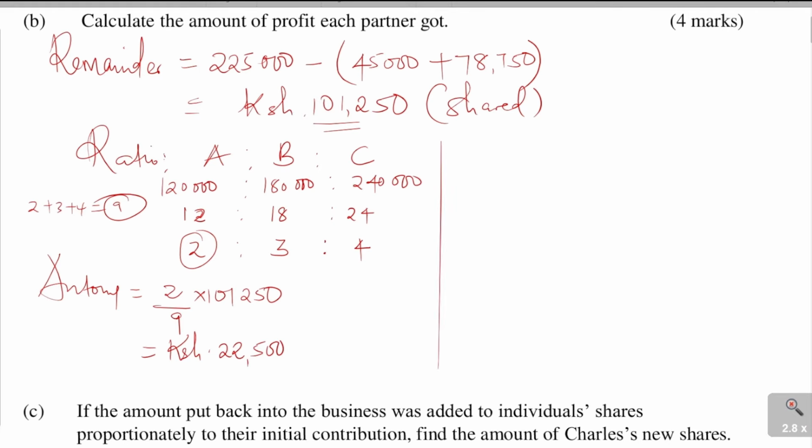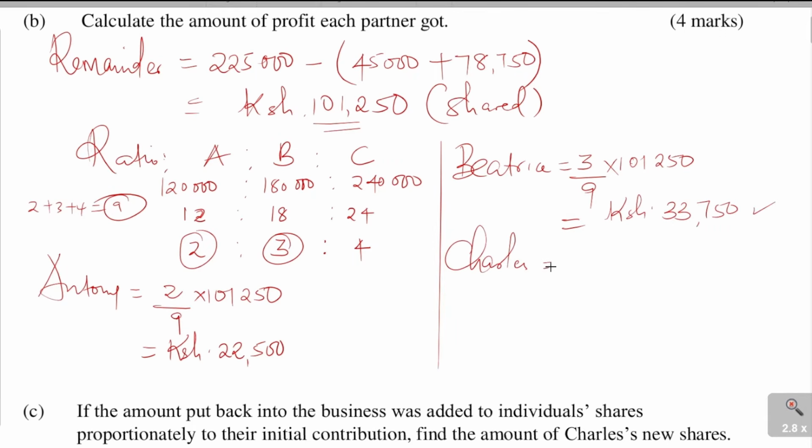That is for Anthony. Then for Beatrice, 3 divided by the total times the profit, which is 101,250. You work this out and it will give 33,750. And then we have Charles. The ratio for Charles is 4 divided by 9 times 101,250. This will give 45,000. And you've answered the question, the amount of profit each partner got.